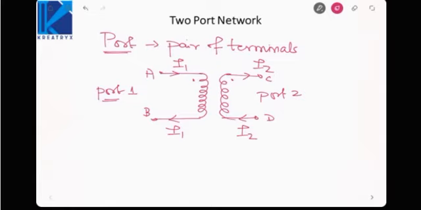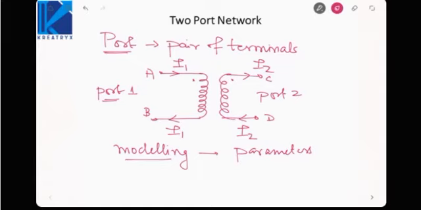Now, why are these two-port networks necessary for us? Basically, two-port networks are a way of modeling any system. In two-port networks, we usually model in terms of parameters. These parameters are independent of how the circuit works. It is just a black box representation of a system in which you know the relationship between the parameters on one side and the parameters on the other side.